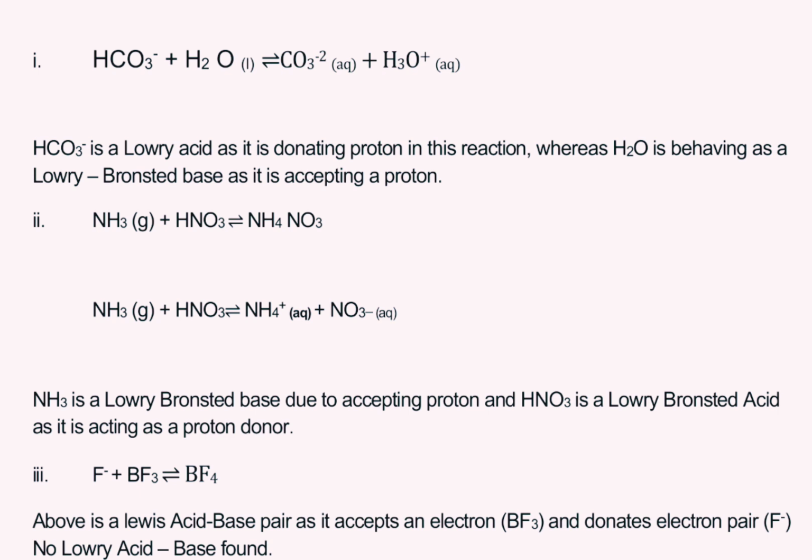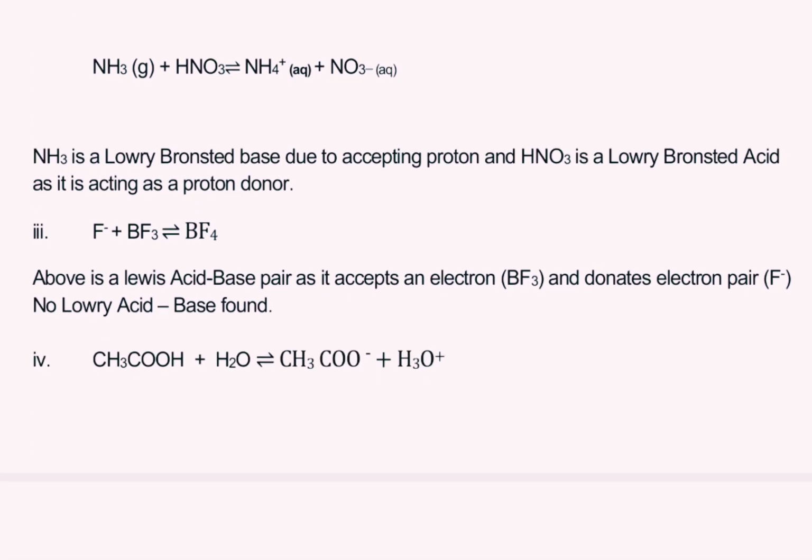So nitric acid is providing H positive, so you can say the acceptance of the proton is by ammonia. So a proton acceptor is a base and a proton donor is an acid. So nitric acid is a Lowry-Bronsted acid and ammonia is a Lowry-Bronsted base. Then we have BF3, and fluoride is there and it is forming BF4.